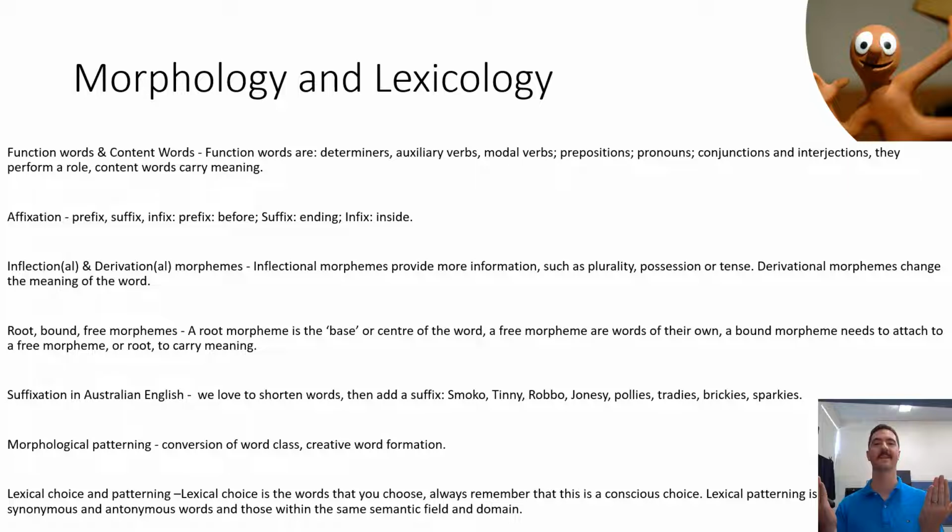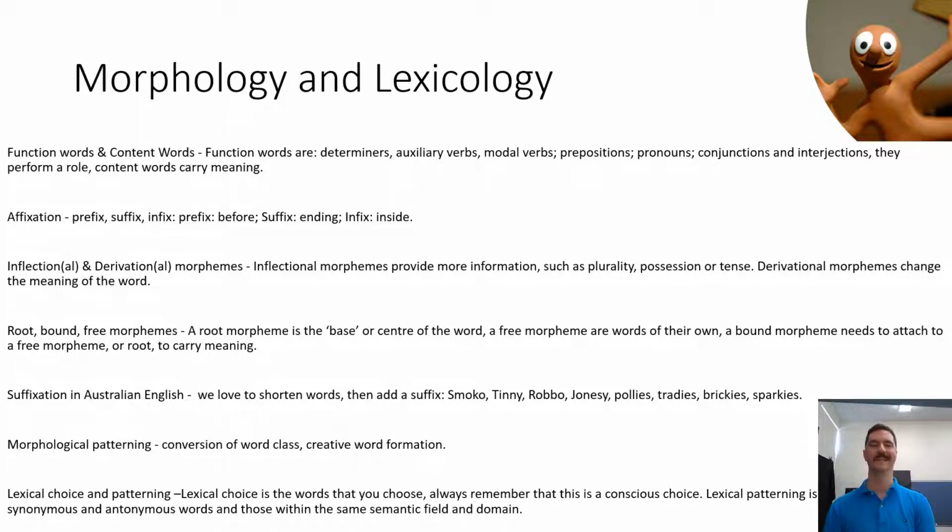Affixation: prefix is at the start, suffix at the end, infix is in between the word, so something that's abso-bloody-lutely fantastic. You can see there's an additional morpheme added in there. Inflectional and derivational: inflectional changes the number, the quality, the type, cat, cats. Derivational changes the word, so mad, maddening, different concepts. Then we've got root, bound, and free morphemes. The root is basically one free morpheme that stands by itself, and a bound morpheme is something that can go on the end, such as an -ly or an -ing. By itself it doesn't mean anything, but it can be added to a morpheme to make a new word.